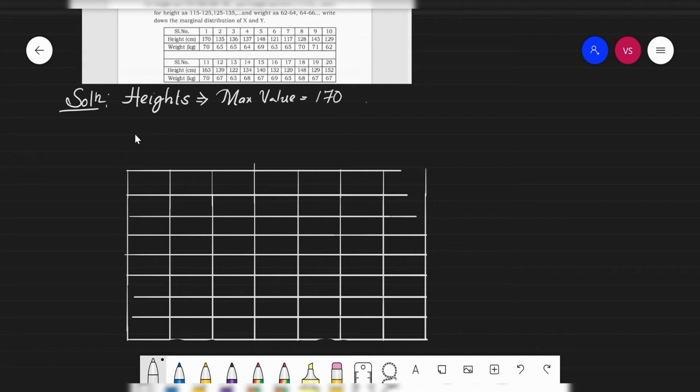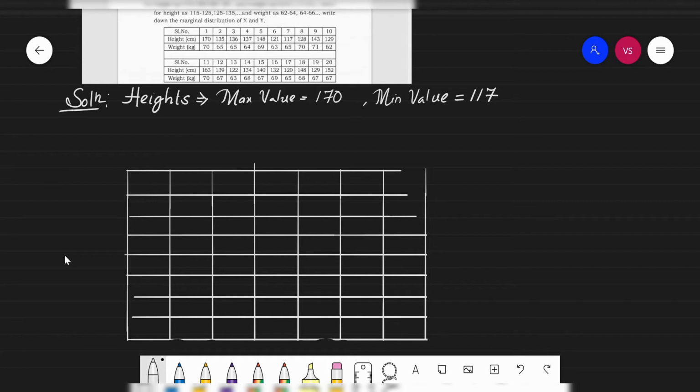Then what is the minimum value? Let's see what the minimum value is. Not necessary for this particular problem, but still let's identify it. In this, 170, 170, 121, 117 is the least in the first row, and that's it. 117 is the least value.